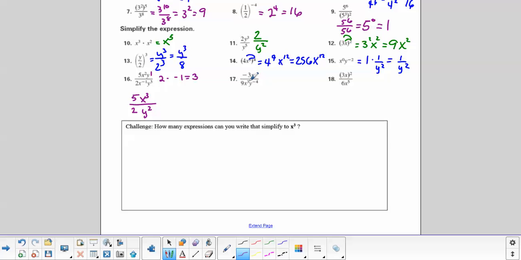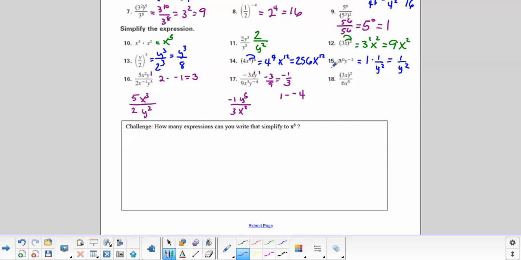Okay, negative 3 over 9, that fraction can simplify. Dividing them both by 3, you get negative 1/3. Alright, for the x's, 3 minus 1 gives you x squared in your denominator. And here's a y to the 1. So 1 is bigger than negative 4. Think about 1 minus negative 4 is 1 plus 4. So that gives you y to the 5th in your numerator.